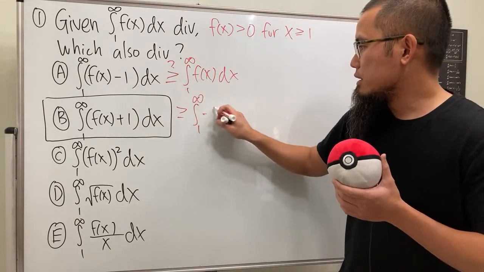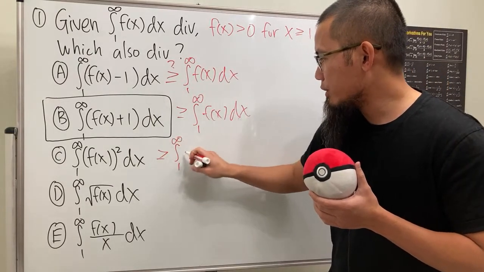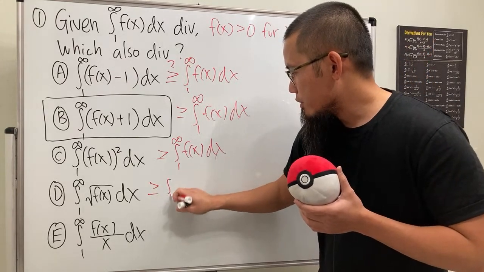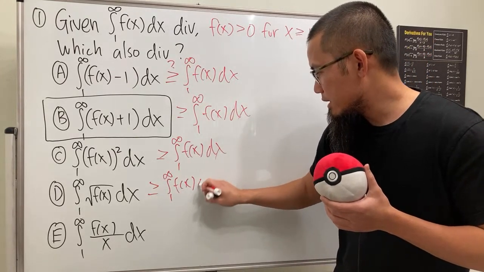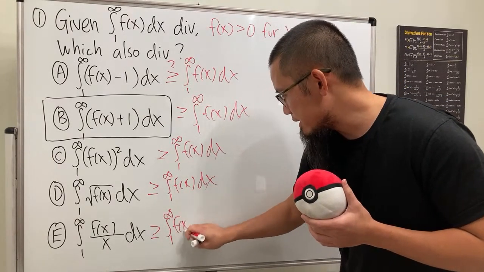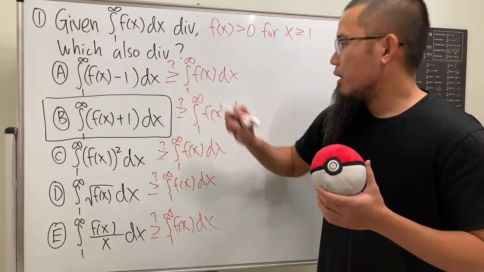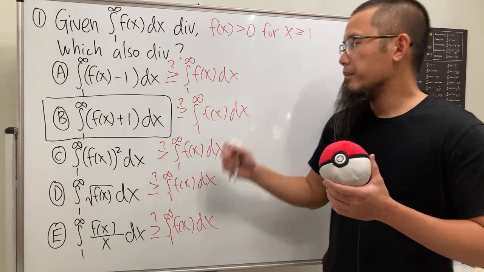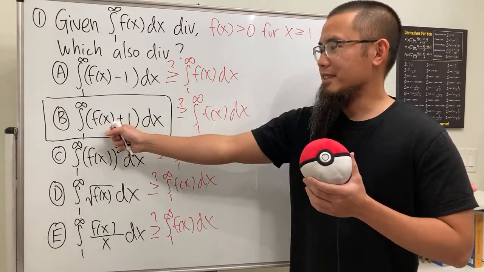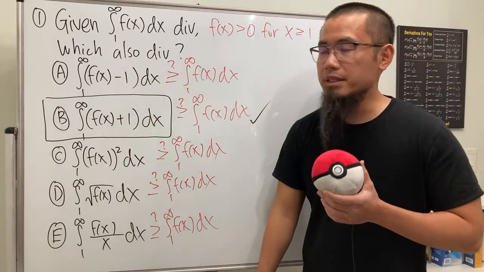So let's see. Let me just put all this down right here. And once you see all these inequalities, then you guys will see that B is correct. So the integral from 1 to infinity of f of x dx, and of course, lastly, the integral from 1 to infinity of f of x dx. All right, so as you can see, B is of course correct because this has f of x and then this right here plus 1, so this is definitely correct. So this right here is the answer for it.